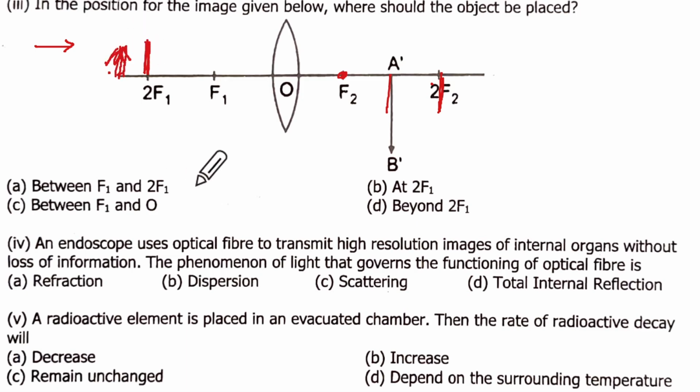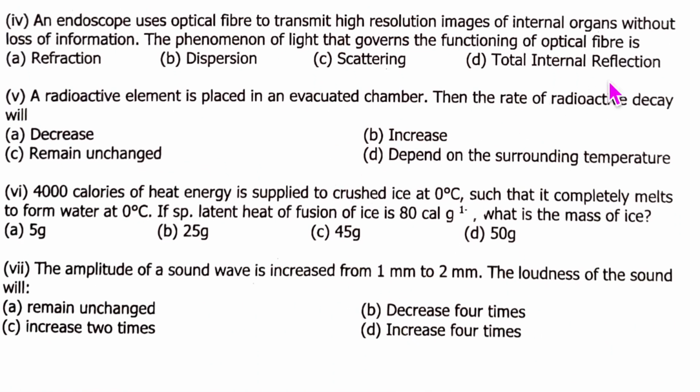So where is it? Beyond 2f1. Beyond 2f1, where is it? Option D. Beyond 2f1. Yes, option D. So what is the third one? It is option D, beyond 2f1. Let us come to endoscope. Uses optical fiber to transmit high resolution images of internal organs without loss of information. Loss of information because 100% reflection takes place, no total internal reflection. The phenomenon is total internal reflection, correct? Yes, ma'am.